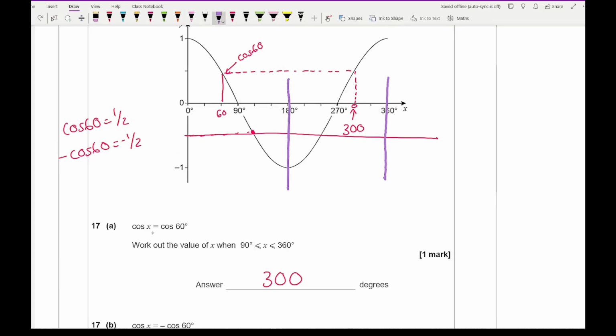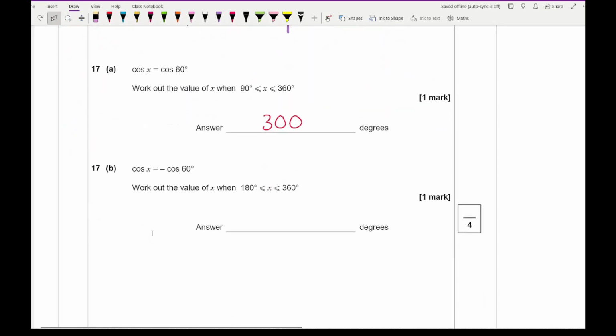And as you can see, it intercepts at one point there. So it's going to be whatever number this is, and that's going to be 270 take away 30. So that's going to be 240.